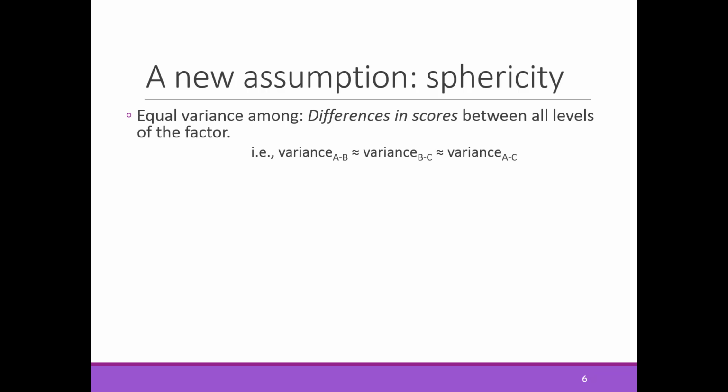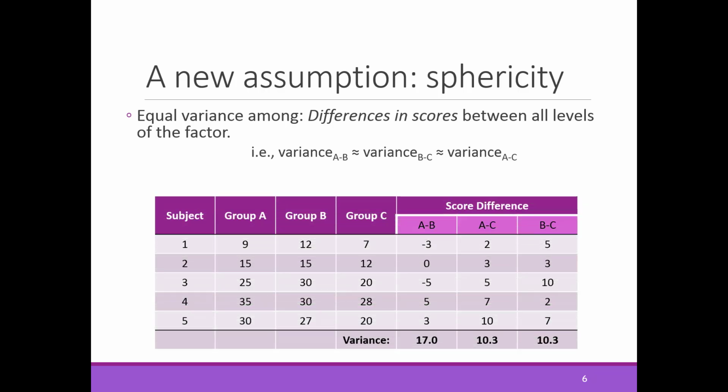And so if you think about it, this might be easier to just kind of understand. So let's say that you have each subject measured in group A, group B, and group C, and then you take the difference in scores across those three groups pairwise. And then the variance for those difference scores should roughly be all equal. So these guys should be roughly equal. And so it's kind of like looking for homogeneity of variance, except that now we're looking at the homogeneity of variance for the difference scores like this, as opposed to around the individual group means.